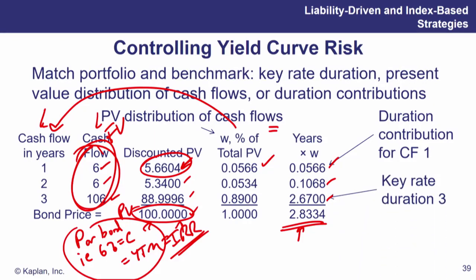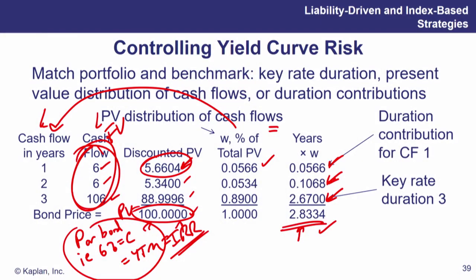Now, interestingly, another name for the duration contribution is its key rate duration. So this is also how you can calculate key rate duration. This is key rate duration 1. This is key rate duration 2. This is key rate duration 3. And when you add up the key rate durations, what do you get? You get the Macaulay duration of the item. So these are redundant terminologies.